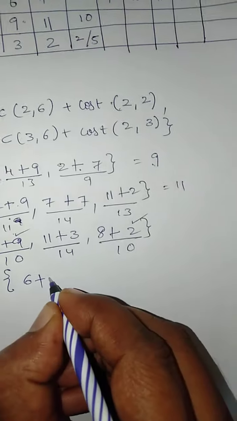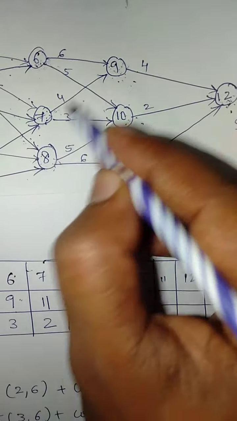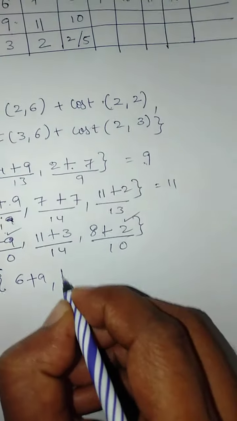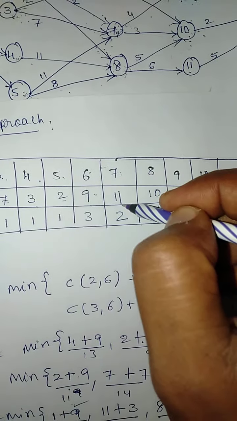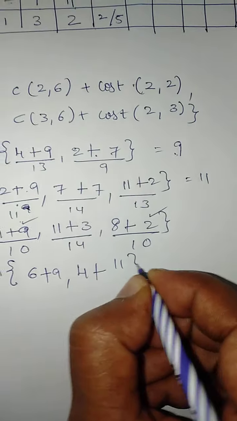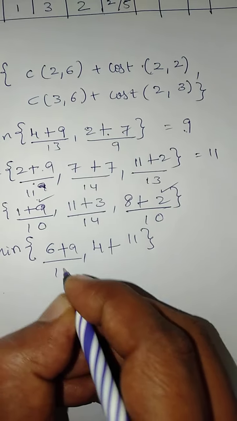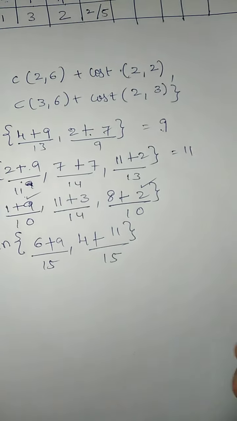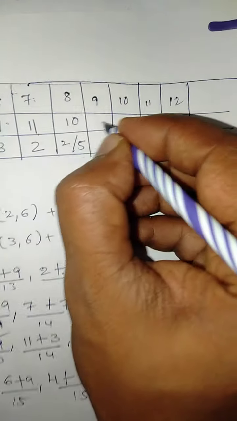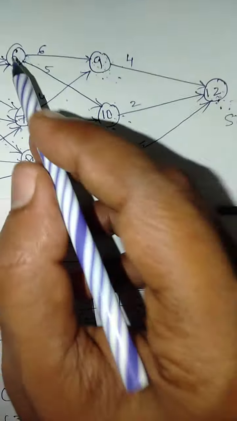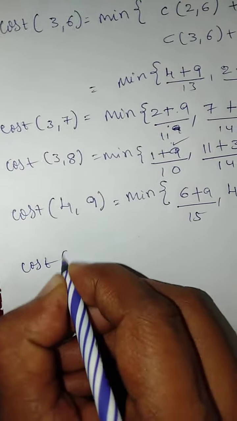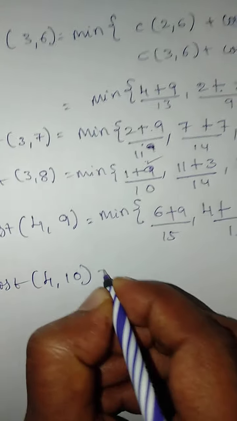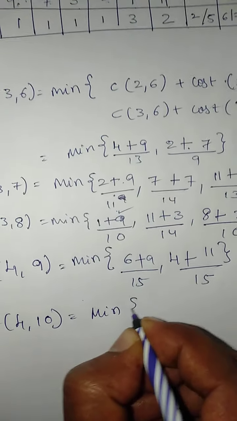It is 9, comma, another edge is cost 4 plus cost for this vertex 7, which is 11. So this is 15 and this is also 15. Both are okay, 15, and for vertices 6 or 7, anyone you can choose. Done. Next, cost of stage 4 vertex 10, the minimum.